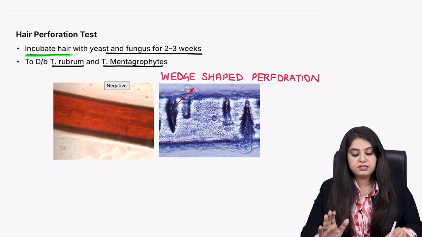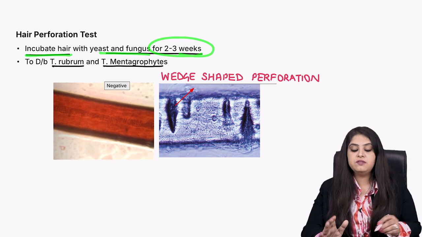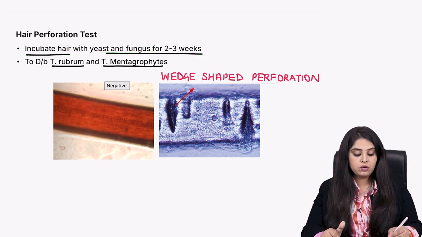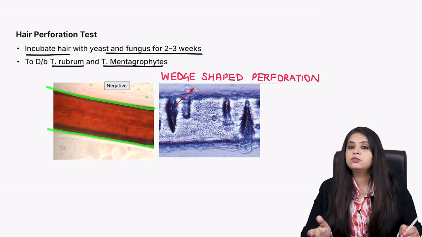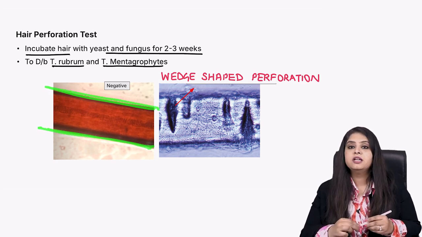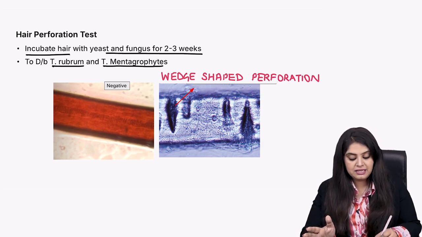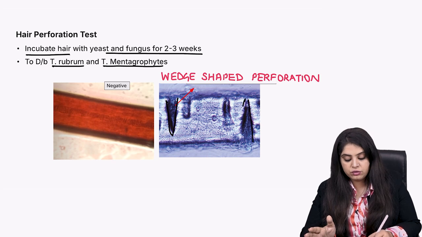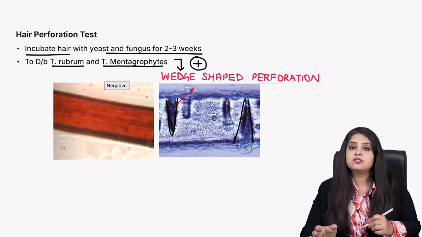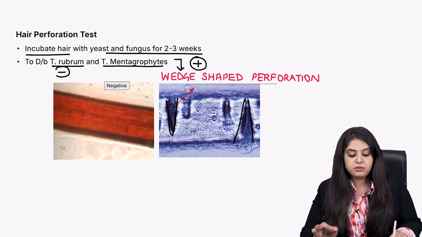You will take the hair with the fungus and keep it for 2 to 3 weeks, because after 2 to 3 weeks, what I saw, this particular hair, there was no change. Look at the shaft, it's the same. So this means no perforation has occurred. On the other hand, this hair is showing me these wedge-shaped perforations. So do you know who is going to show you this wedge-shaped perforation, or hair perforation test positive? It is mentagrophytes, whereas rubrum does not.